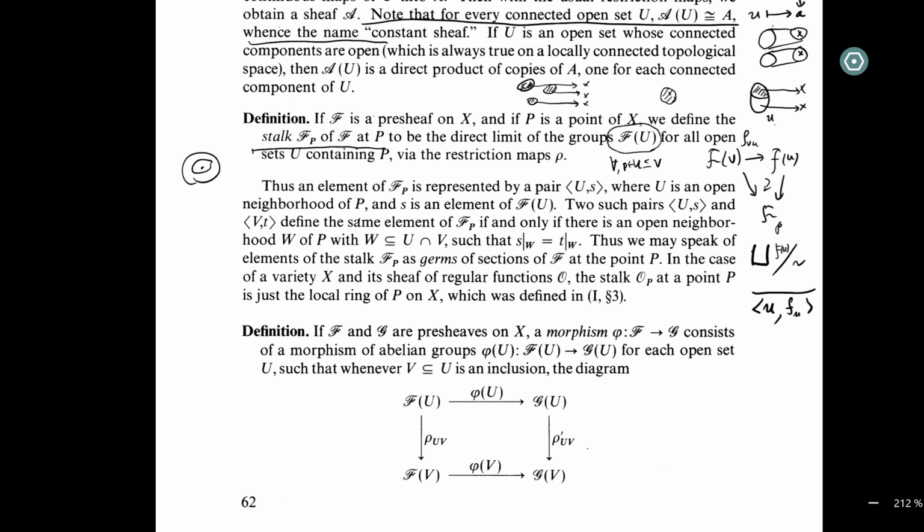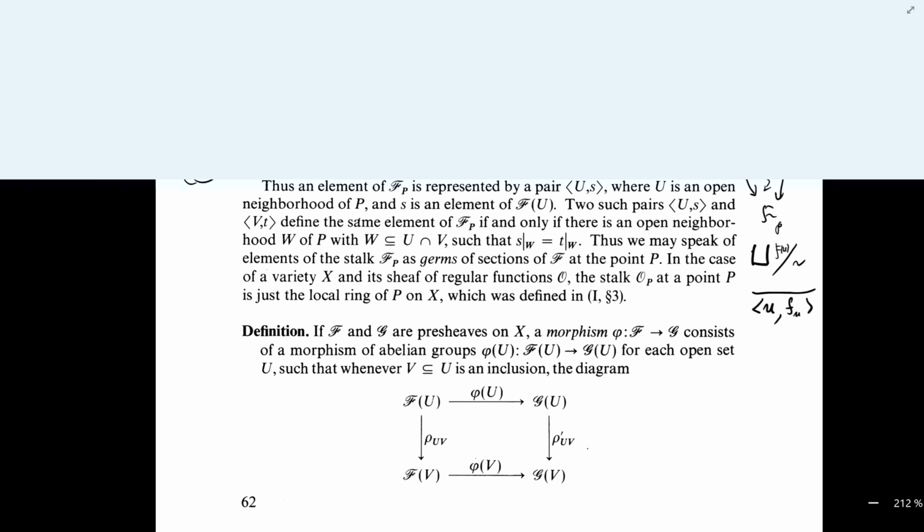In the case of a scheme X and its sheaf of regular functions, if we define by O the stalk O_P, at point P it is just the local ring of P on X. Let's recall what is written there.